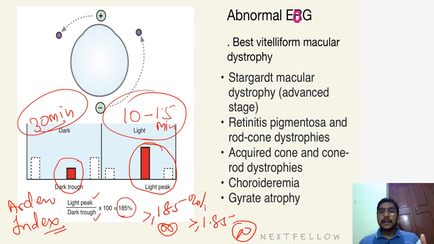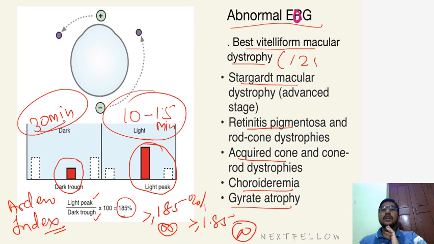but if it is less than that, it is subnormal. So what are the conditions where an abnormal EOG is found? Best vitelliform macular dystrophy, Stargardt's macular dystrophy, retinitis pigmentosa, acquired vitelliform dystrophy, choroideremia, and geographic atrophy. There are so many examples, but these are the important ones that I have highlighted here. In Best vitelliform disease, it is around 125% or 1.25. So you just need to know about these things. So this is about the ERG and EOG.